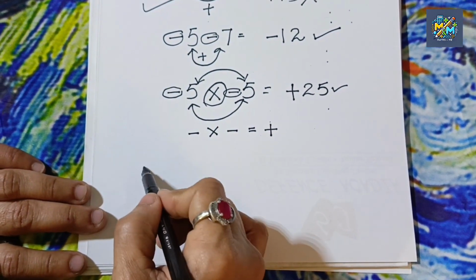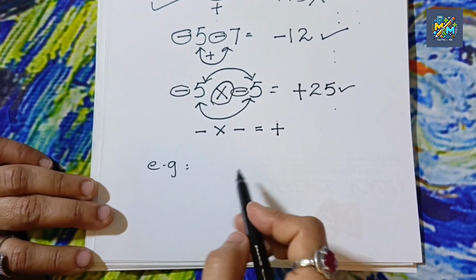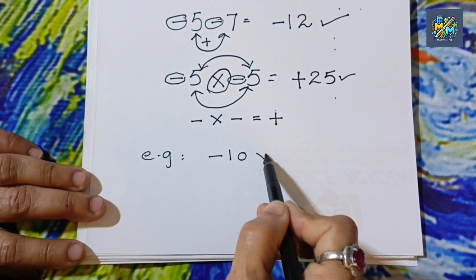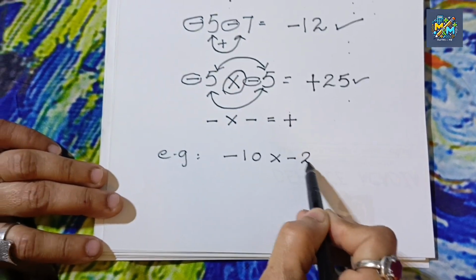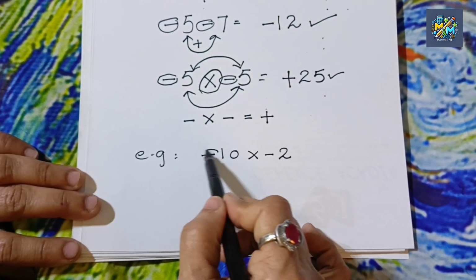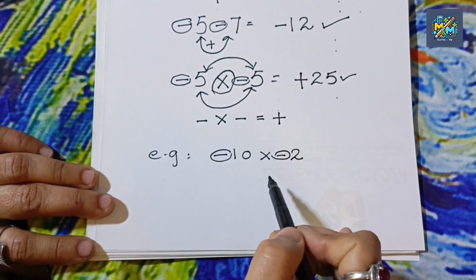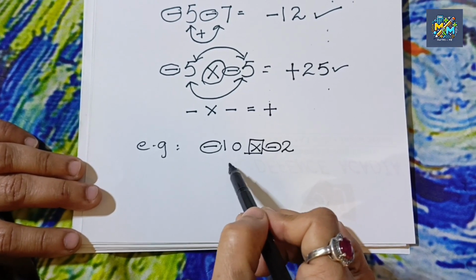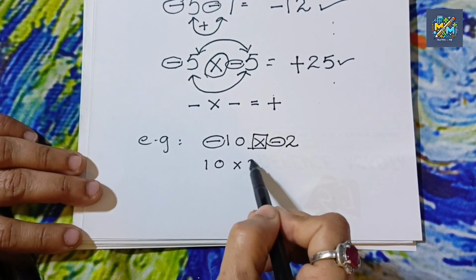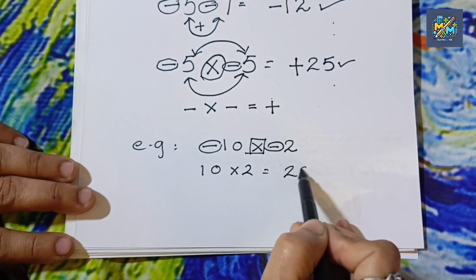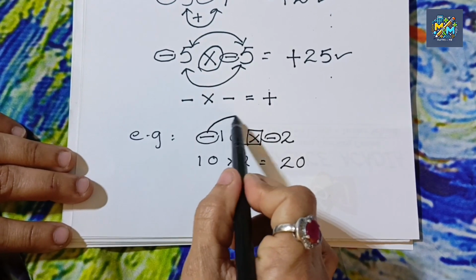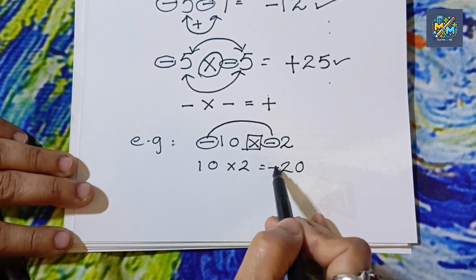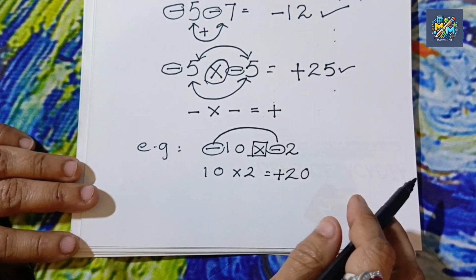Let's try one more example, and that is, think that I'm having minus 10 multiplied by minus 2. So right now just forget the signs. Keep in view the multiplication signs. So 10 times 2 will be 20. Now I'm going to focus on the sign. So minus multiplied by minus will become a positive sign.